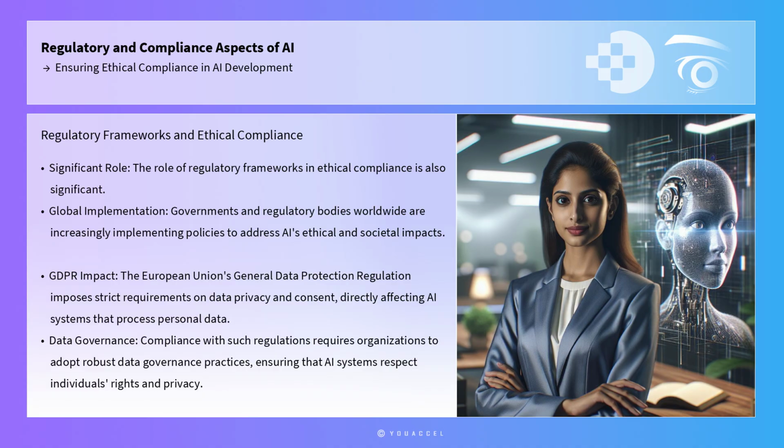The role of regulatory frameworks in ethical compliance is also significant. Governments and regulatory bodies worldwide are increasingly implementing policies to address AI's ethical and societal impacts. For instance, the European Union's General Data Protection Regulation imposes strict requirements on data privacy and consent, directly affecting AI systems that process personal data. Compliance with such regulations requires organizations to adopt robust data governance practices, ensuring that AI systems respect individuals' rights and privacy.